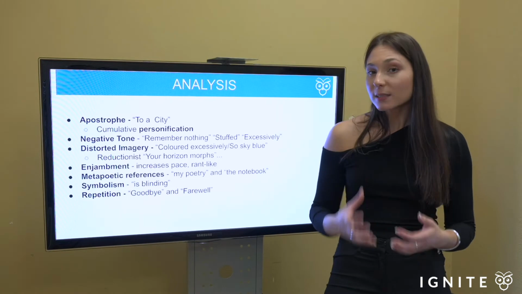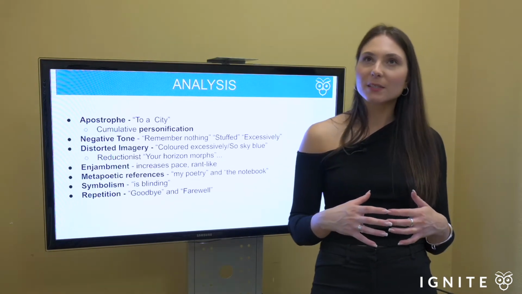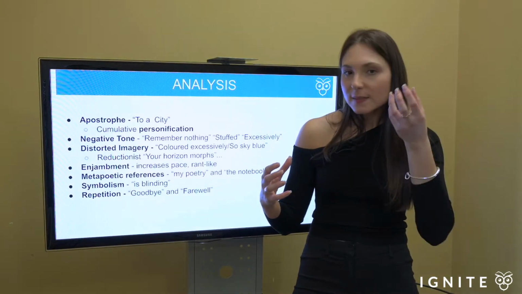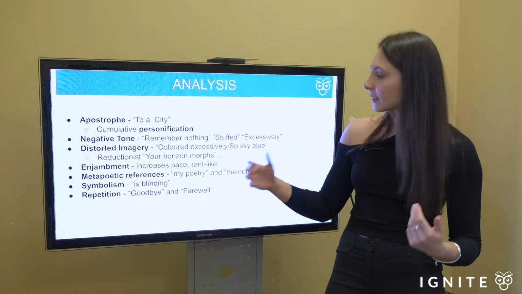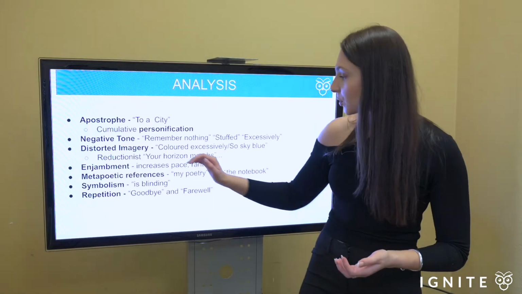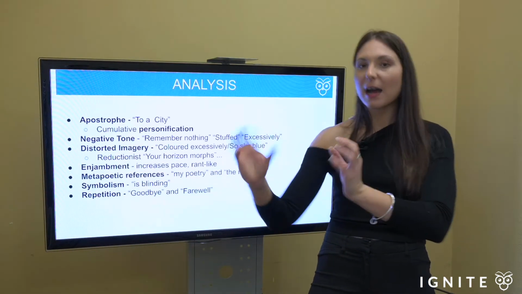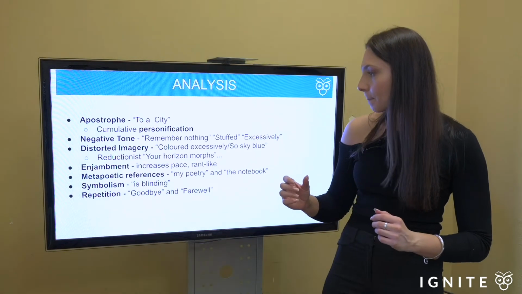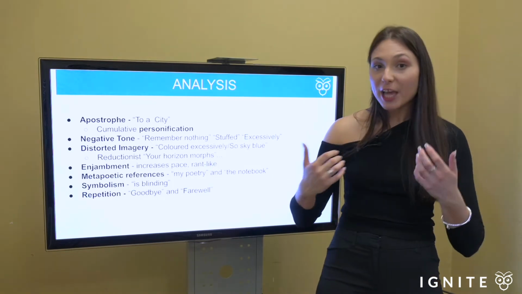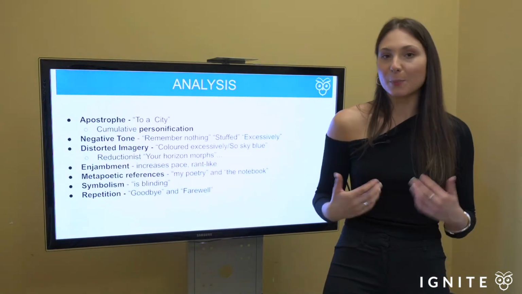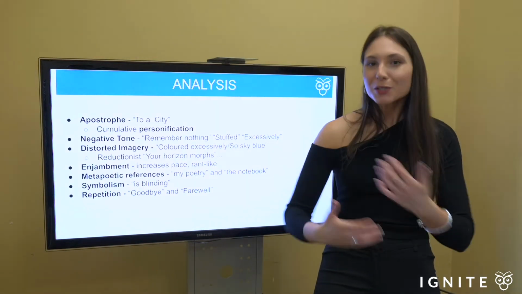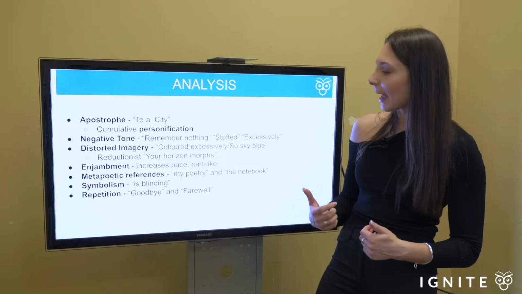There's lots of distorted imagery as well. The persona takes elements of Sydney's landscape that are typically quite beautiful, but instead subverts them with this negative underpinning, with quotes such as "coloured excessively, so sky blue," and the reductionist final lines, "your horizon morphs into the three harsh colours" at the end of the poem. As I framed when I first read the poem, I thought it was timely to raise it earlier on. There is that enjambment, right? The run-on lines, which increases the pace and almost invokes a sense of breathlessness in me as the reader, as I'm trying to rush through all of these negative opinions the persona has.